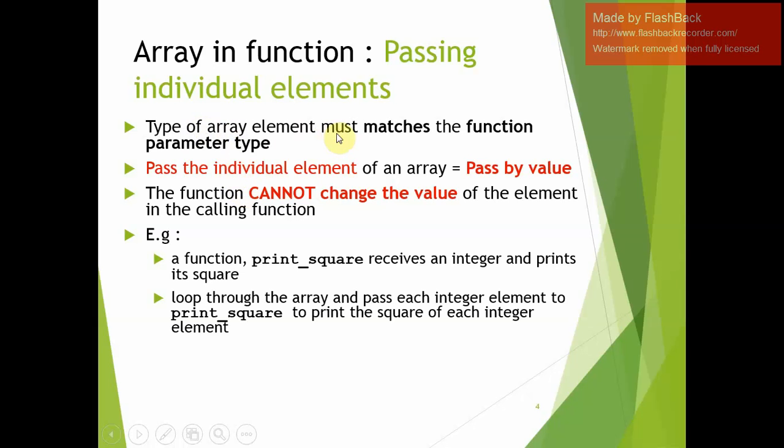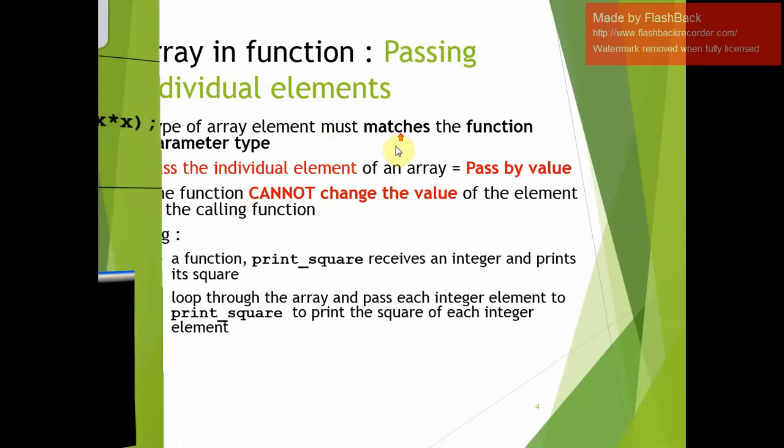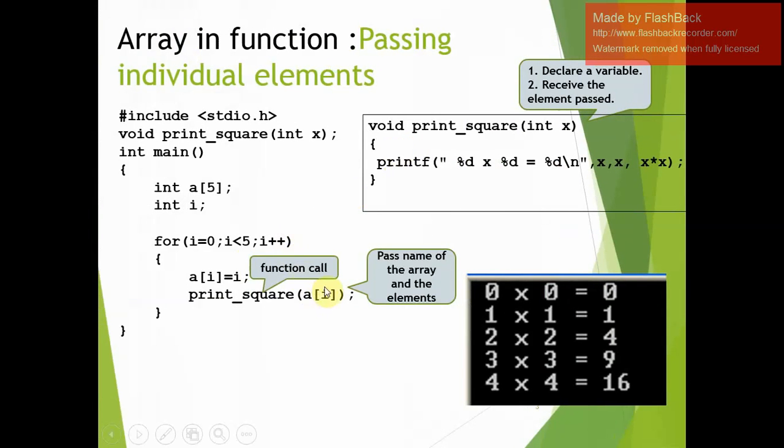The type of array element must match the function parameter type. What I said just now, the value of each element is integer because this is an array of integer. So the parameter that waits here must also have the same data type. This one is an integer array, this one is integer. So the data type of the parameter here also must be integer.